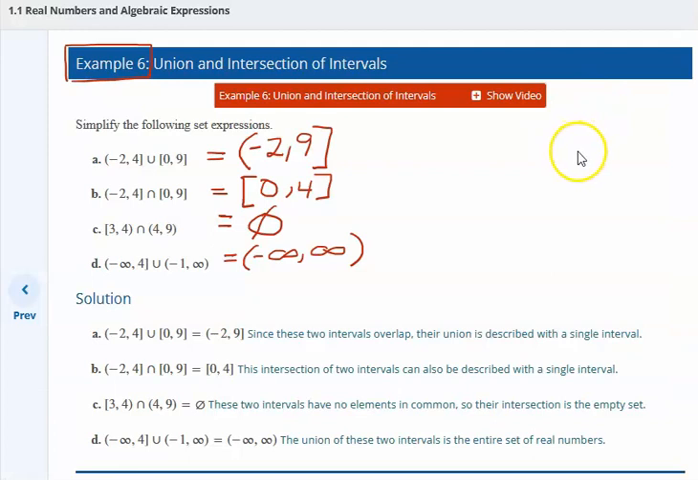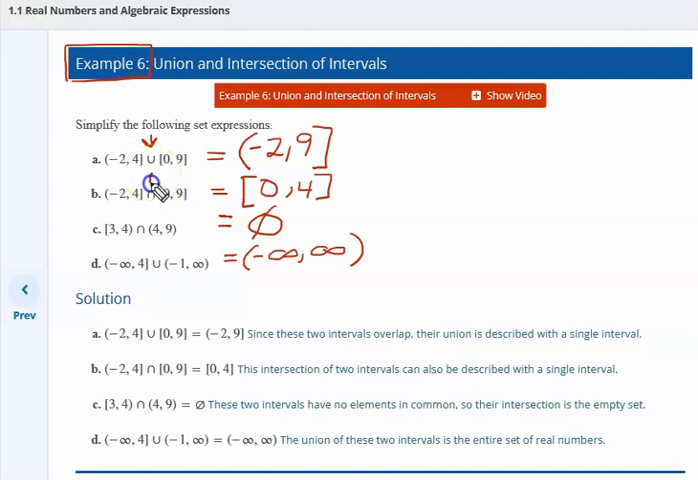Now, as you do your practice and certification, you'll be asked to do things like this. So looking at example 6, there is a symbolism that's used. So we need to pick out union here. And the lowest number is -2, but that's not included. So we'd use a parenthesis. And then you would go to the highest value, which is a 9. And 9 is included. So it would look like that in union.